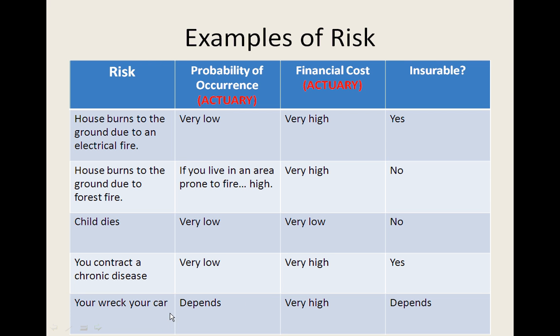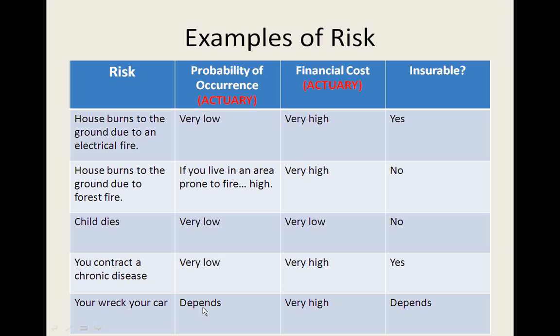Let's look at wrecking your car. The probability of that occurring, it really depends. Some people drive their entire lives and never have a wreck. Some people wreck a car once a month. The actuary is going to make a determination on who is a good risk or who has a low probability of risk and who doesn't. If they think that someone has a high probability of a wreck, they're not going to insure them. So you 16-year-old boys, you young men who are watching this, your probability of occurrence has been determined to be extremely high by an actuary, so they don't want to sell you insurance.